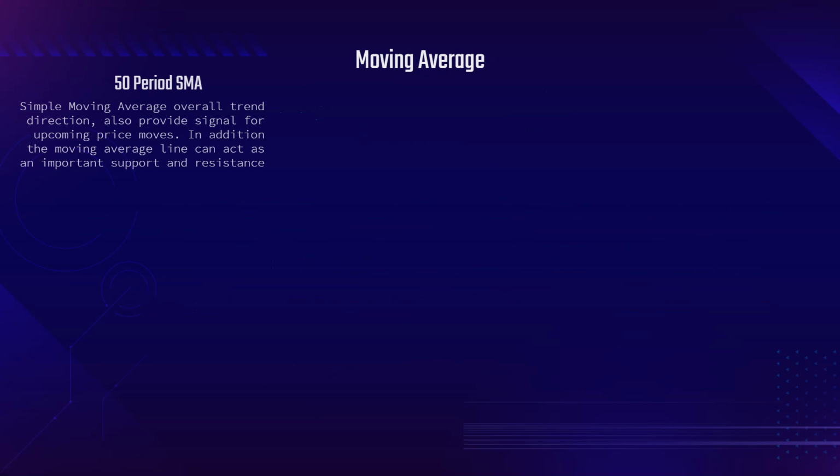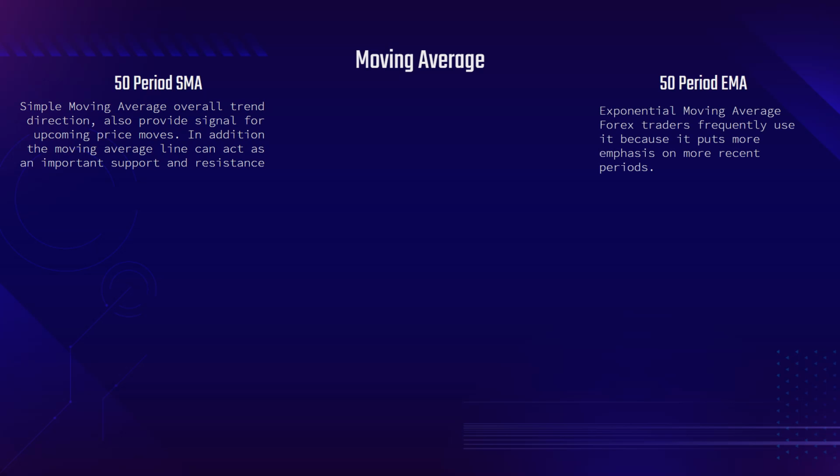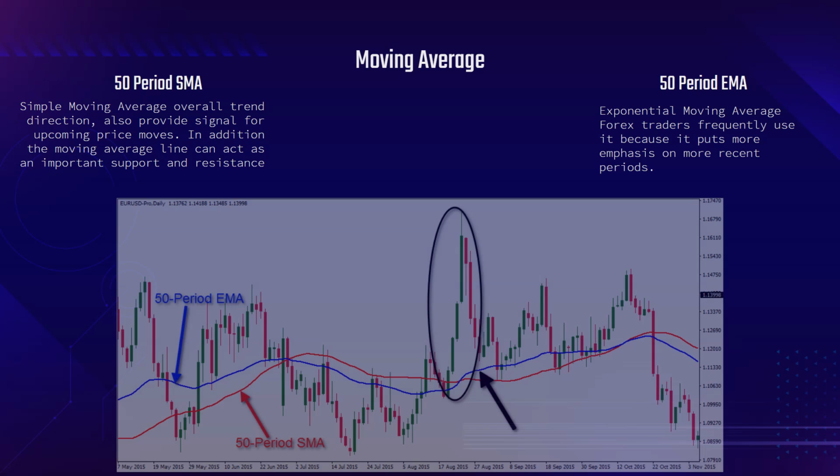Moving average. 50-period SMA, simple moving average, shows overall trend direction. It also provides signals for upcoming price moves. In addition, the moving average line can act as an important support and resistance. 50-period EMA, exponential moving average. Forex traders frequently use it because it puts more emphasis on more recent periods.